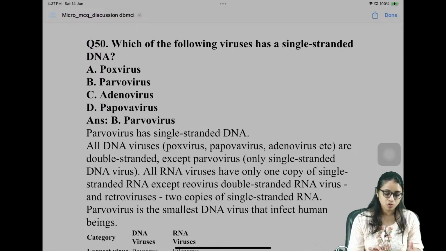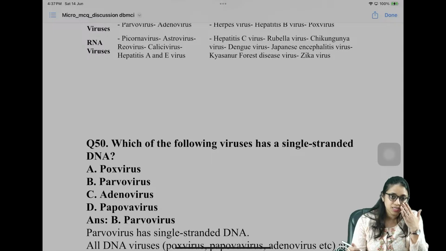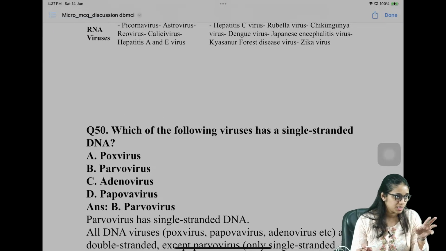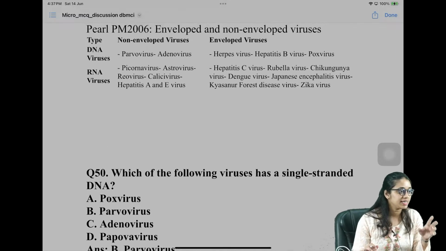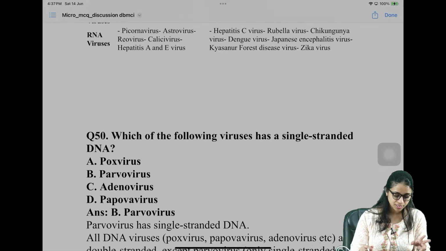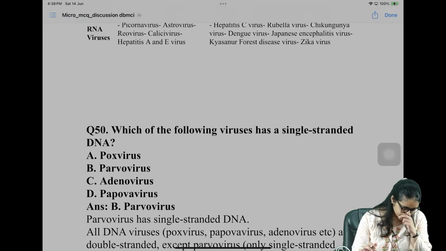Last question: which of the following viruses has a single stranded DNA? Viruses basically have a single type of nucleic acid. Either they will have DNA or they will have RNA, and either single stranded or double stranded. All the DNA viruses are double stranded, except parvovirus. Parvovirus has a single stranded DNA.